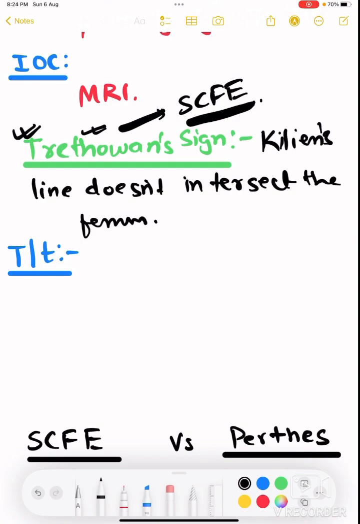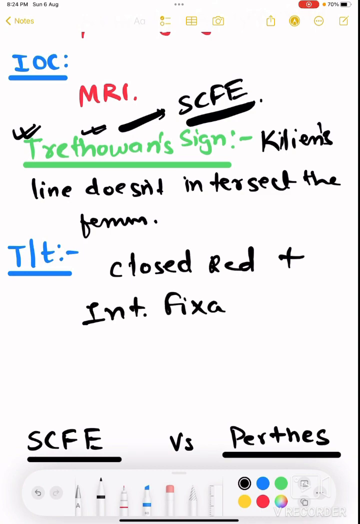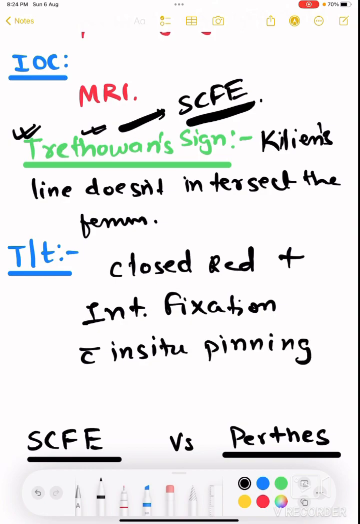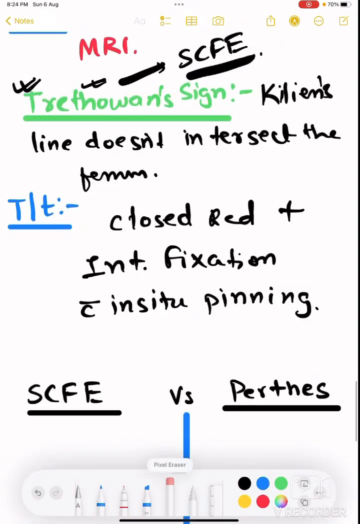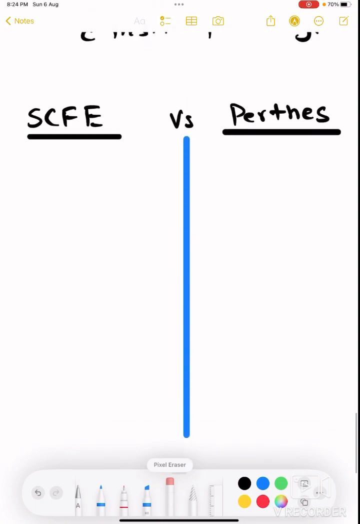What is the treatment, right? Closed reduction plus internal fixation with in situ pinning, right? No one is going to ask you the treatment. They are only going to ask you the diagnosis, right? So now comes the most important part, the last 1 minute, which will actually help you diagnose it. The most important 1 minute of this whole video. Everything else was actually useless, to be honest, right?